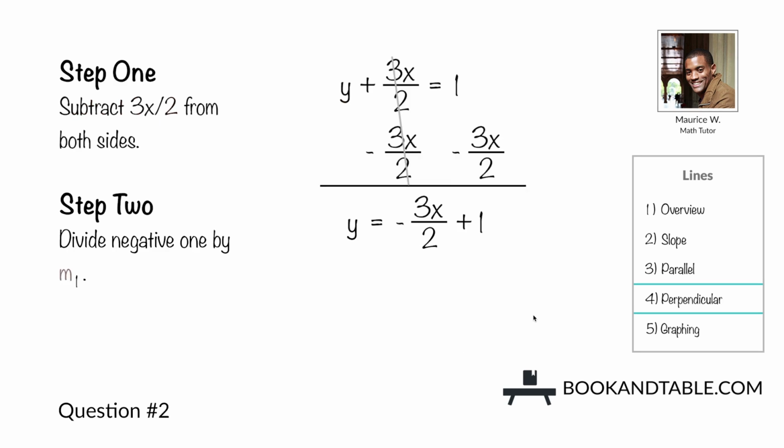Let's take a look at question number 2. We want to change it to slope-intercept form. So step 1, subtract 3x over 2 from both sides. This gives you y is equal to negative 3x over 2 plus 1. So we see that the slope of this first line is negative 3 halves. So we want to divide negative 1 by negative 3 halves.